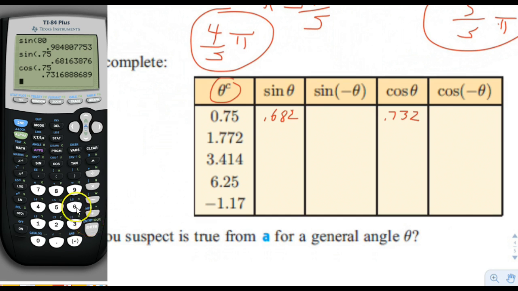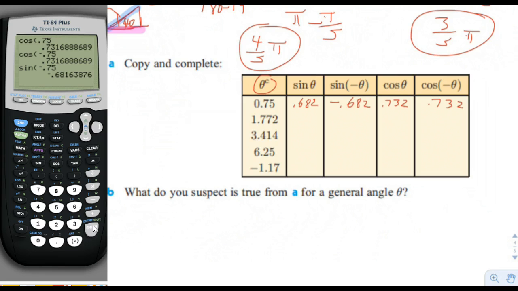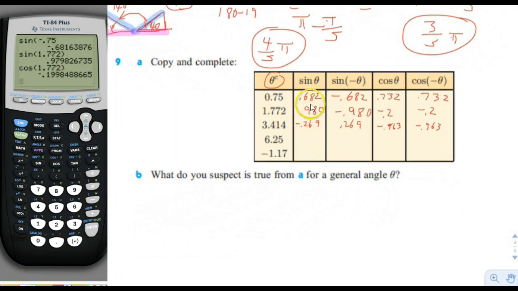What about the cosine of negative 0.75? Same thing, 0.732. What about the sine of negative 0.75? Negative 0.682. Okay, so you would go through and fill all these in, which I'm going to do right now.